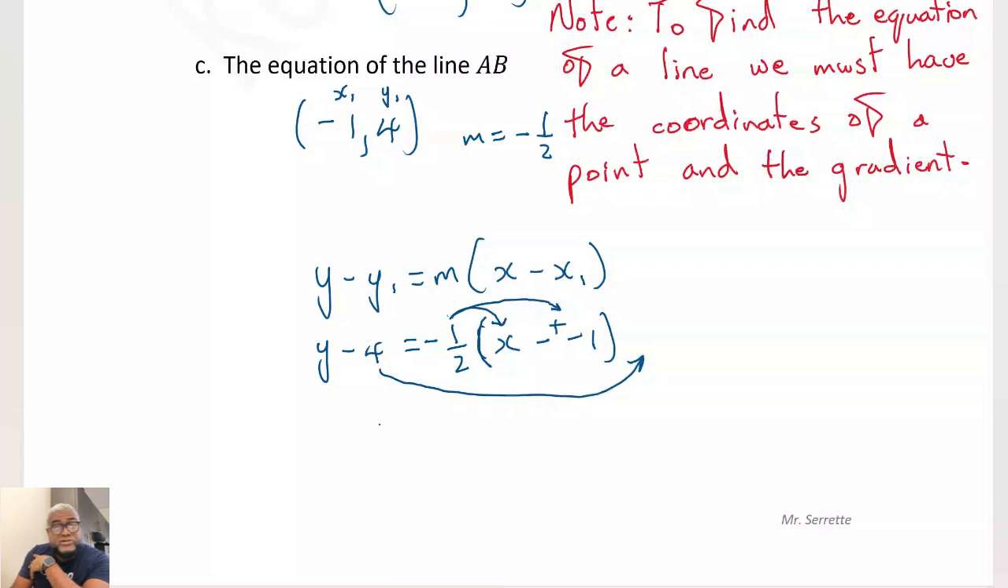So what would the next line be? The next line will be y is equal to negative a half x plus 1, subtract 4. Negative a half multiplied by x, plus 1 is negative a half, and then plus 4. Negative a half needs to multiply by the x and by positive 1.